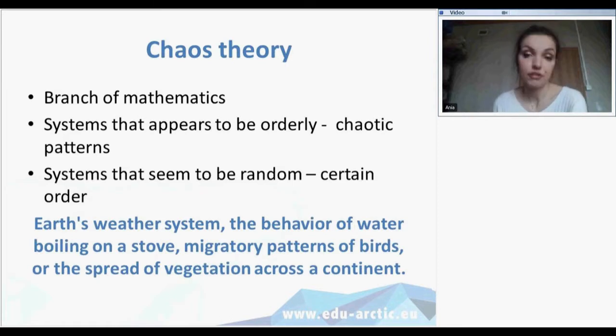But chaos theory is something different because it is actually a branch of mathematics. It's a mathematical subdiscipline that studies complex systems and analyzes them. There are two basic presumptions: that systems that appear to be totally orderly can show some chaotic behavior, chaotic patterns. But on the other hand, systems that seem to be completely random without any order actually have a certain order that cannot be visible at first glance.